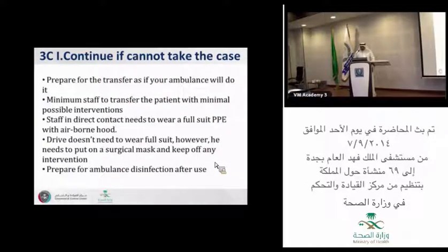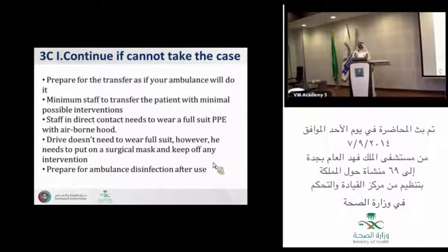Prepare for the transfer as if your own ambulance will do it. Do not rely on somebody else's ambulance to take care of the patient or to transfer him. Prepare it as if you are doing it yourself. Minimum staff and minimum equipment should be in the ambulance. If any equipment or staff who might be involved with the ambulance transfer are not necessary and essential, take them out.